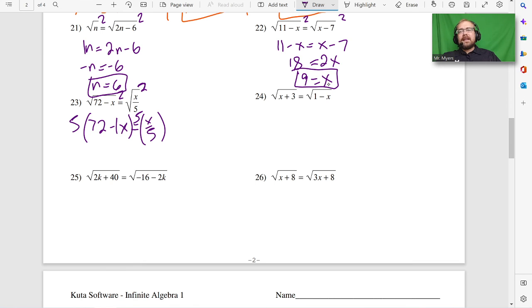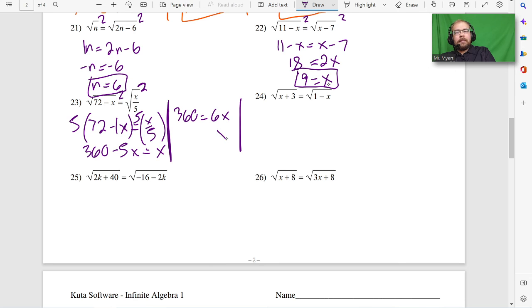So if we do that same trick on this, half of 72 is 36. And then we'd add a 0, 360. Right, minus 5x is equal to x. We would add 5x to both sides. So 360 is equal to 6x. Divide both sides by 6. And 36 divided by 6 is 6. So 60. Okay.